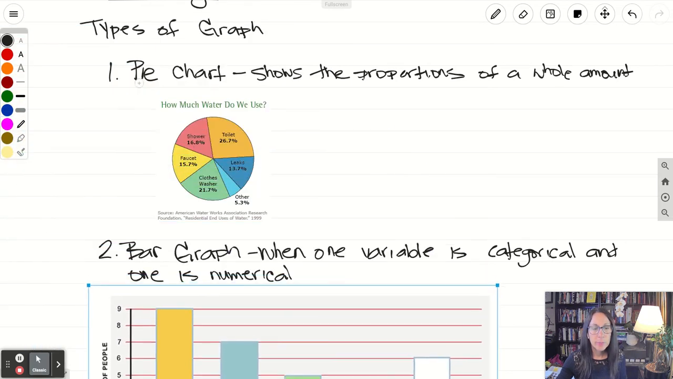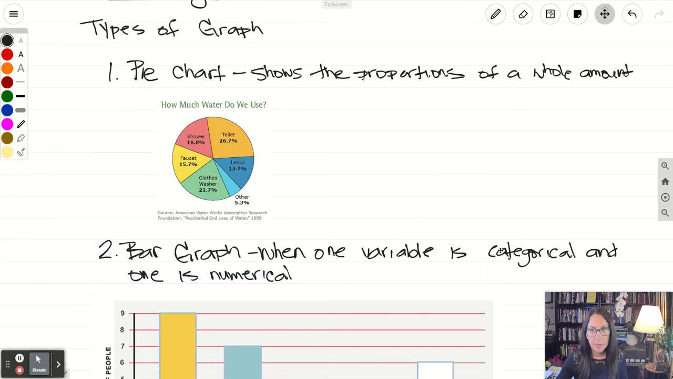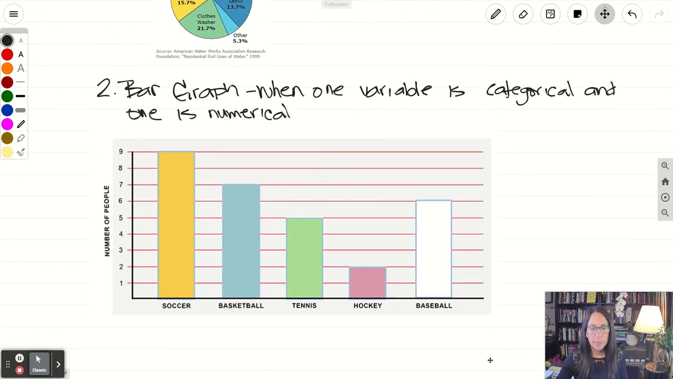Okay, and so here is a picture of a bar graph. And so whenever you have a graph, you have 2 axes, okay? The axis that goes up and down is called the y-axis. Okay, and the y-axis is always going to have the numerical data. The x-axis is the one that goes across, okay, horizontal. And that is where you're going to put the categorical data.